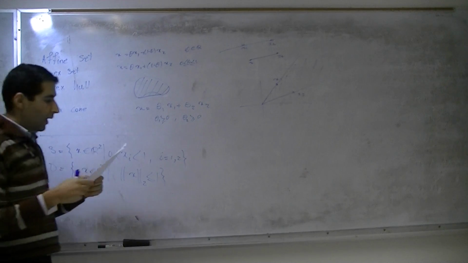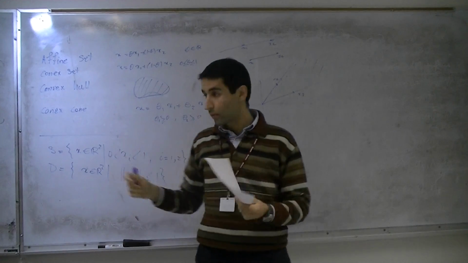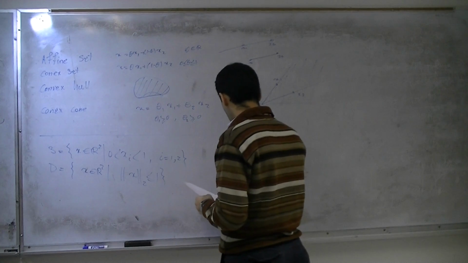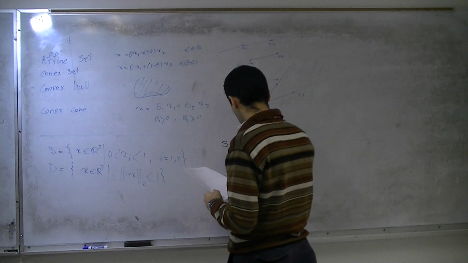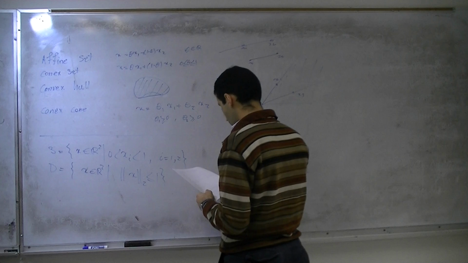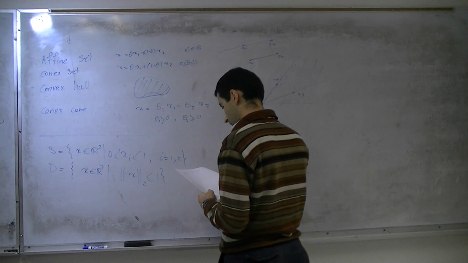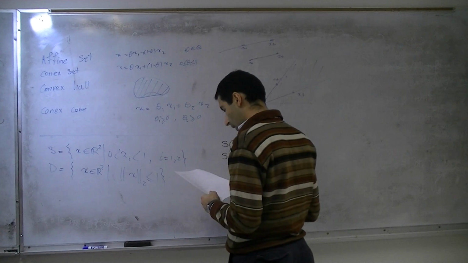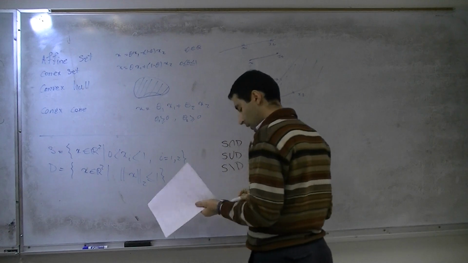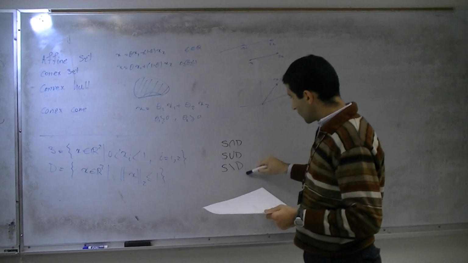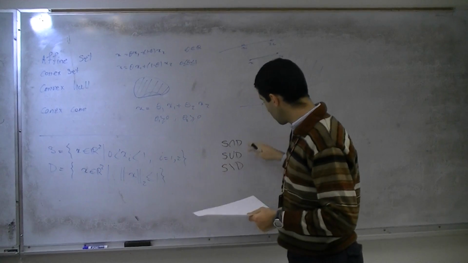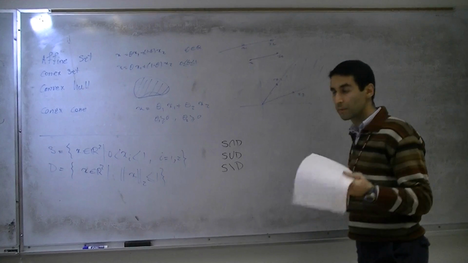Okay. And the question is, we have three new sets: the intersection of S and D, the union of S and D, and S minus D. We want to find, based on the definition, which one is convex and which one is not.